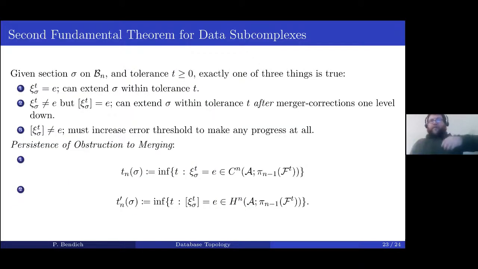We phrase this in what we call the second fundamental theorem for data subcomplexes, and this is 4 lines. It's basically Steenrod's trichotomy translated to a little bit of persistence and modeling. But it's, I think, much more interesting to people who care about the problem at hand, even though it's much easier to prove. The first theorem is really setting up the language. Given a section and given a notion of tolerance, exactly one of 3 things is true.